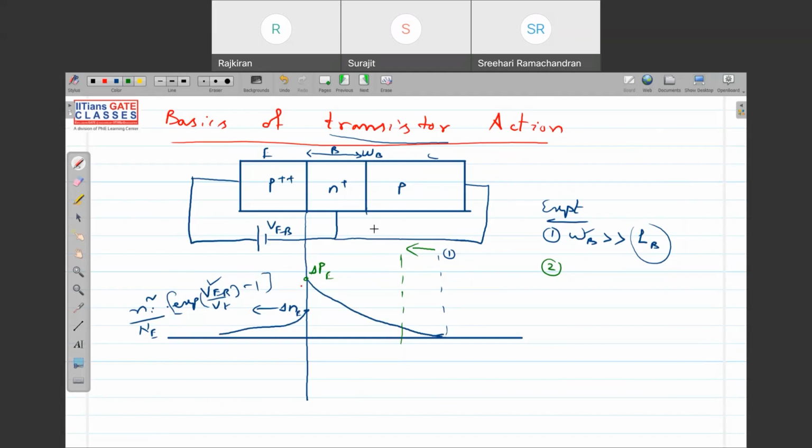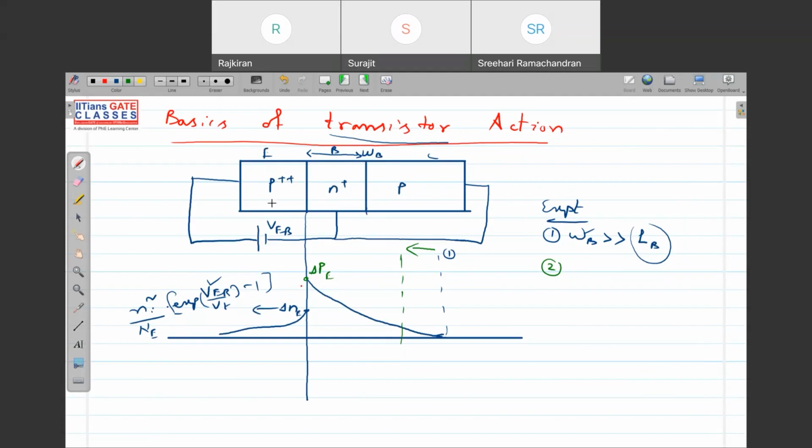Okay, so Siri, let me just brief you. We are starting a BJT chapter. This is the structure of my PNP transistor, where I am assuming the emitter is very heavily doped, then base, then collector. Then we are doing one experiment.